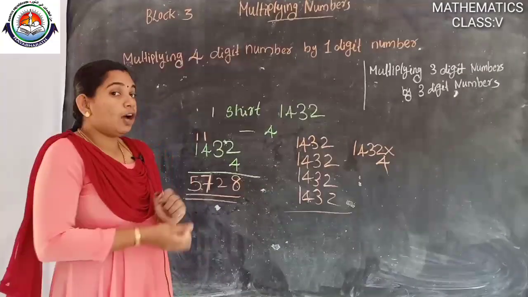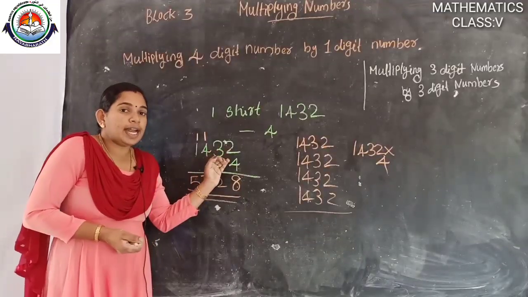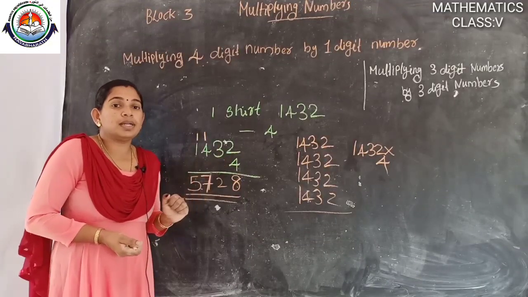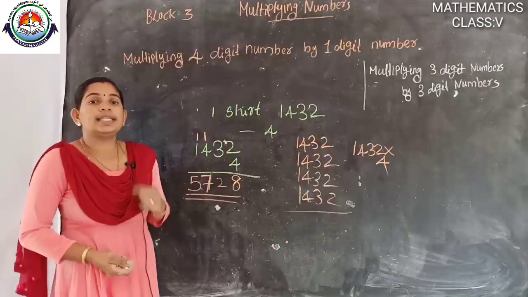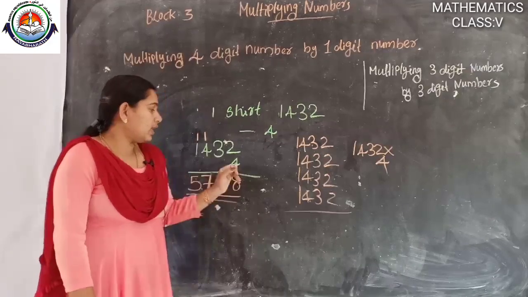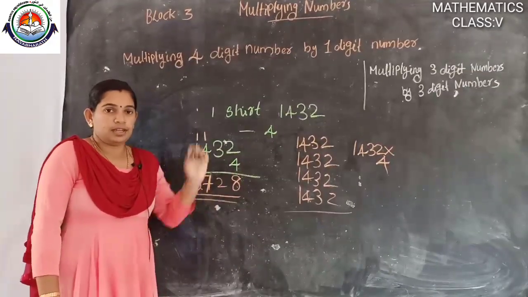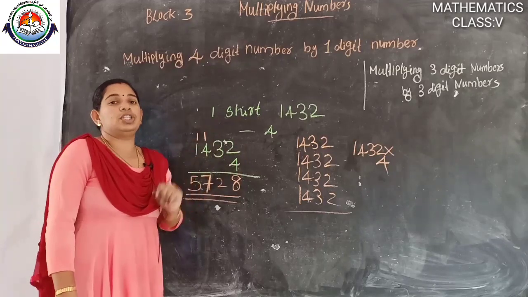Okay. Then how do we multiply? We write the numbers, arranging them in column method. First number we arrange, then the second number, the ones place we write. Then we multiply each digit. It's only a 1-digit number, so we multiply each of the digits of the first number.